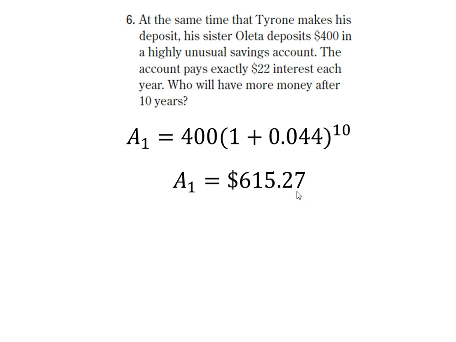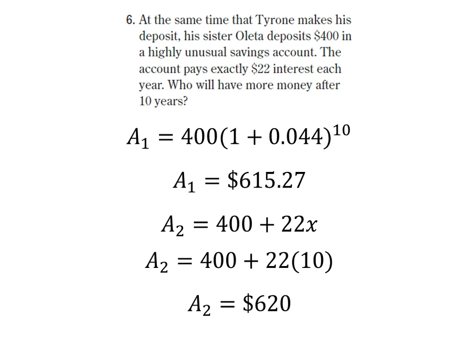His sister's equation is going to be 400 plus 22x because she is getting $22 every single year. That's not changing. Every year she's getting $22 more, 22, and then 44, and then 66, and so forth. So if we want to find out how much money she has after 10 years, we're going to take 10, multiply it by 22, because for every one of those years she has gotten $22, and then add that to 400, which she started with. When we do this, we get $620. So after 10 years, she has $620.